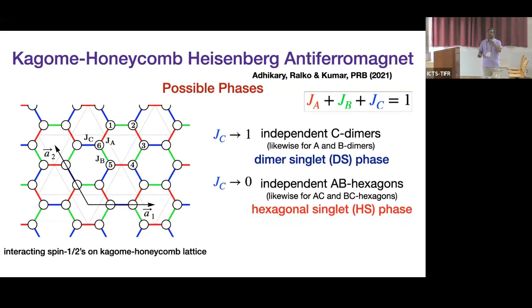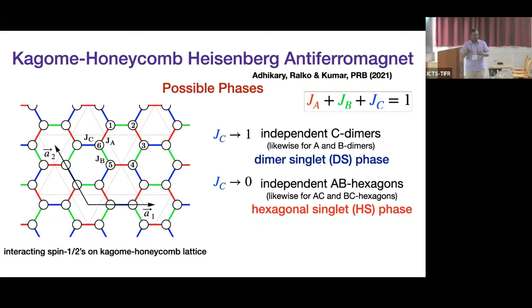The other limiting case of this model problem is where you imagine that JC is 0. So I told you the other perspective to think of this material or model is that there are hexagons connected via this antiferromagnetic coupling JC. So if JC is 0, then you are only left with a collection of independent AB hexagons. And again, these are antiferromagnetic hexagons. And we know you can solve this problem. It's more difficult than solving the Heisenberg problem for a single dimer, but you can easily do it.